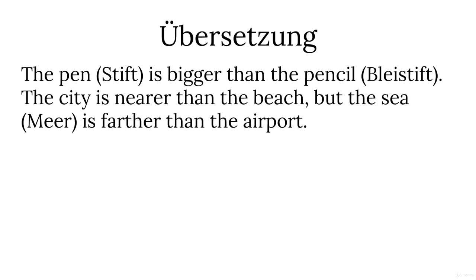Now, try to translate those sentences. The pen, Stift is pen, by the way, is bigger than the pencil. Pencil is Bleistift. The city is nearer than the beach. But the sea, which means Meer, is farther than the airport. Try to do it step by step, and we are going to compare our answers.